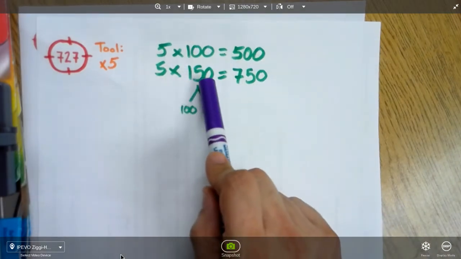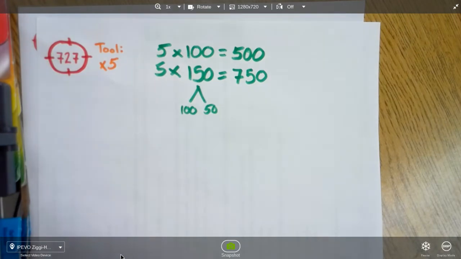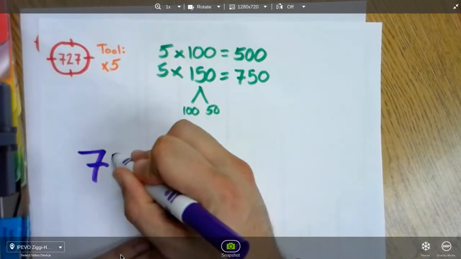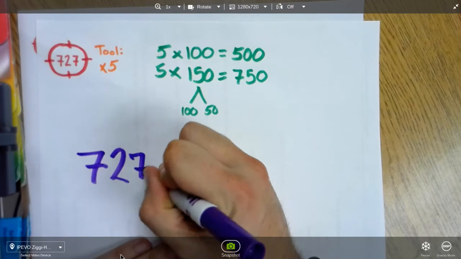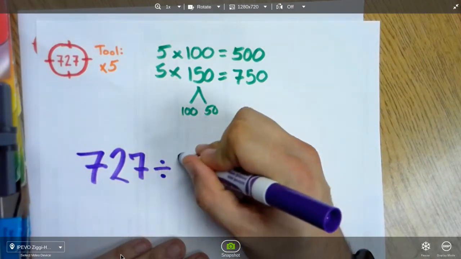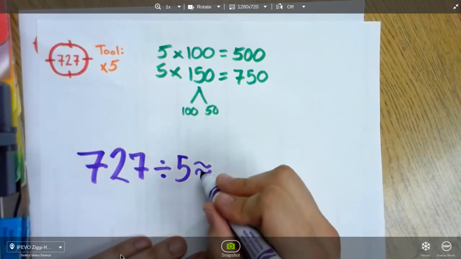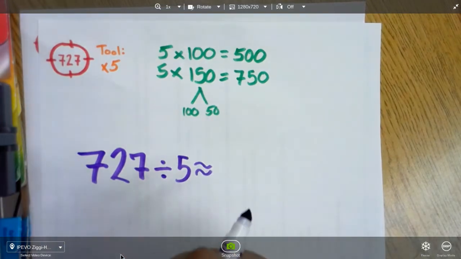I found 5 times 150 was close to 750. So that's really close to our target of 727. Suppose someone instead said to me, what is 727 divided by 5 close to equaling? What's an estimate for 727 divided by 5?